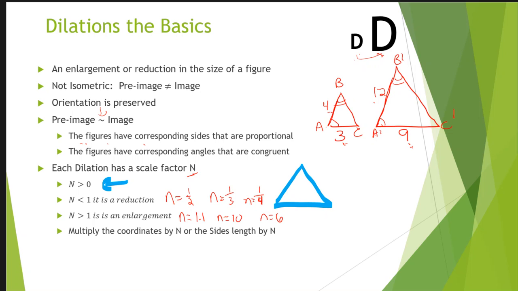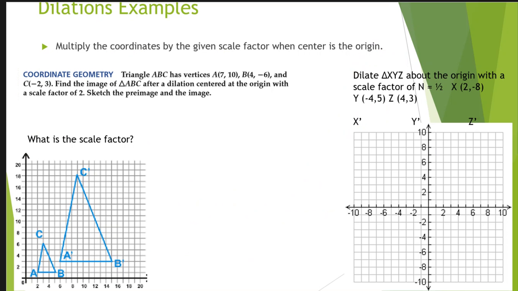And basically the process is going to be to multiply the coordinates by the scale factor or the side lengths, and I'll clarify on that on the second slide. But when it comes to multiplying the coordinates by the scale factor, this is only going to happen if the dilation is about the origin. Because if it's not about the origin, things will change. So let's go to the first slide here.